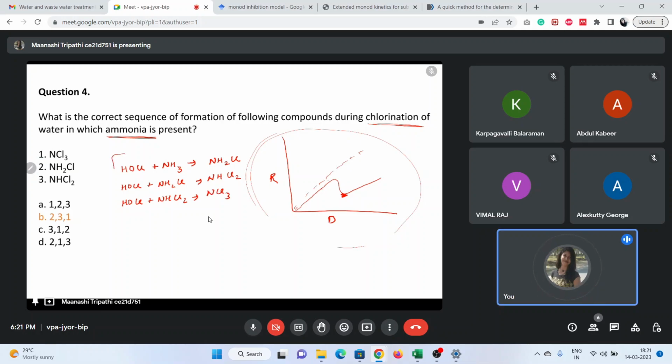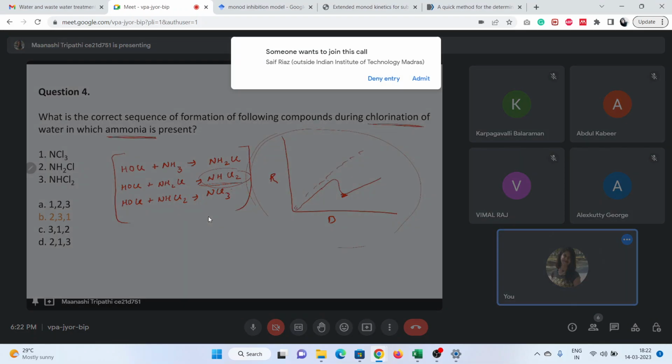So all these compounds are possible, but which compound is dominating, which is not? It depends upon the pH of the solution. Okay, there are pH ranges for which this will form or this will form or this will form. Mostly in wastewater, NHCl2 will be more. Okay, moving towards the next question.